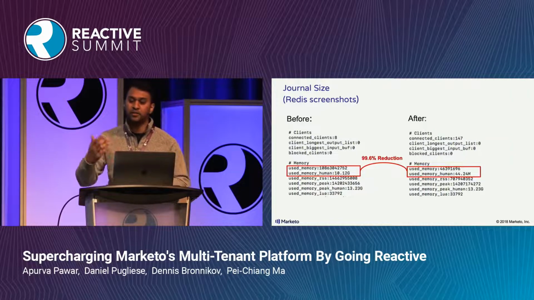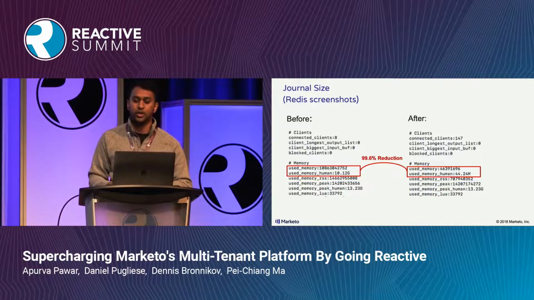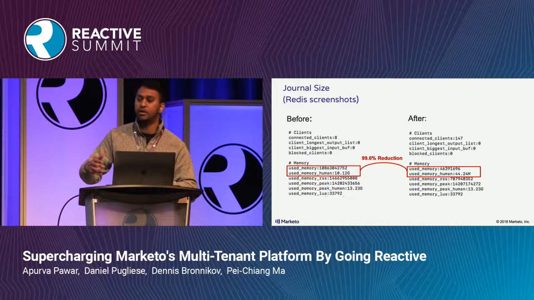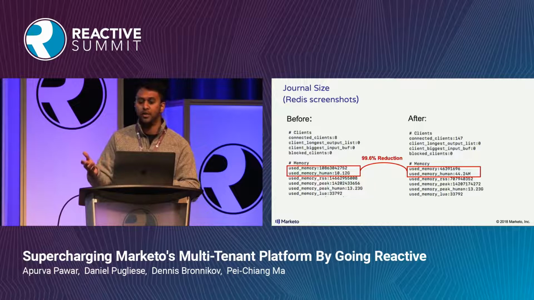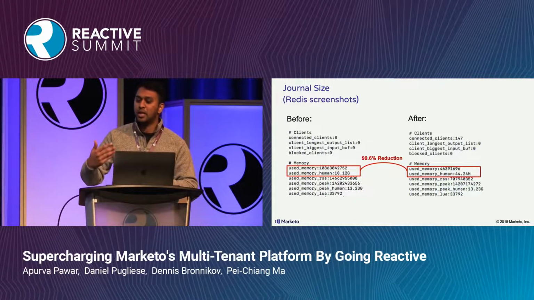We saw a significant reduction in total usage for our journal store. On screen, you will see 2 screenshots for Redis usage before and after deploying these changes. On the left, we have about 10 GB of used memory. On the right, it's about 44 MB. So the total reduction was about 99.6%. But this wasn't the only good thing that came out of this.